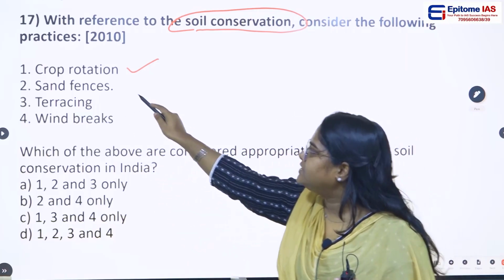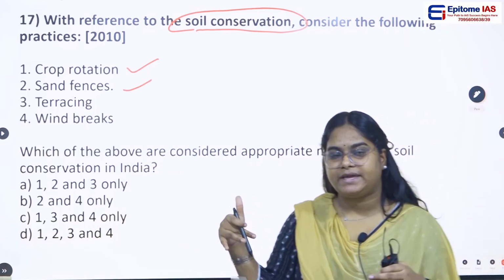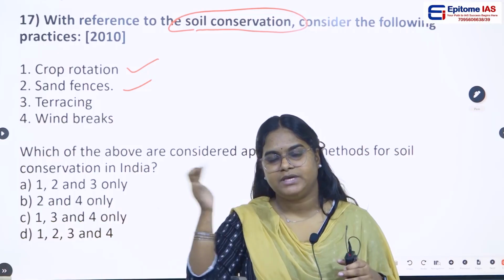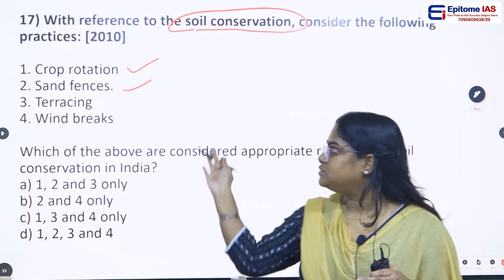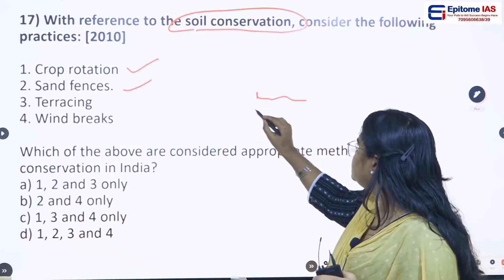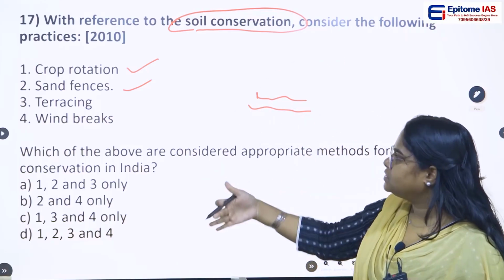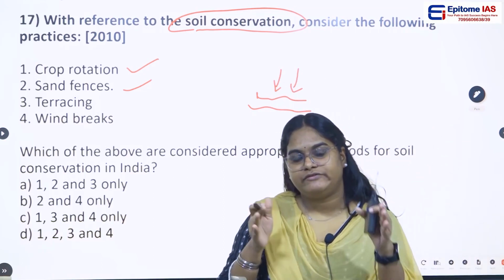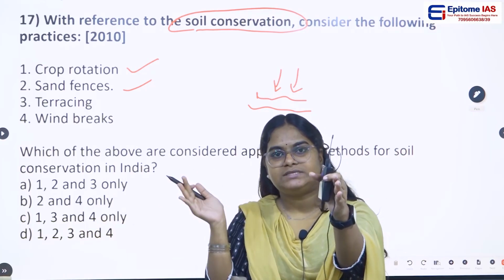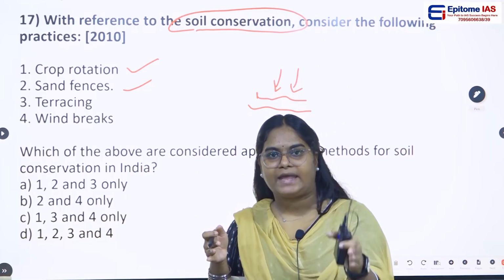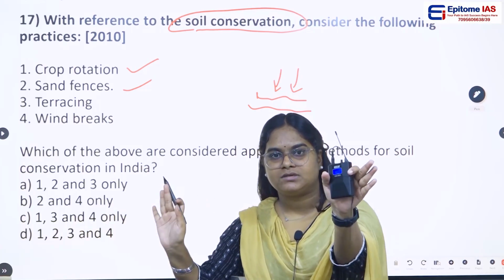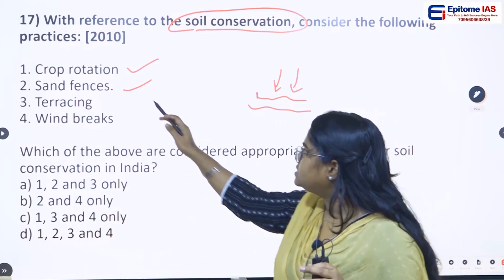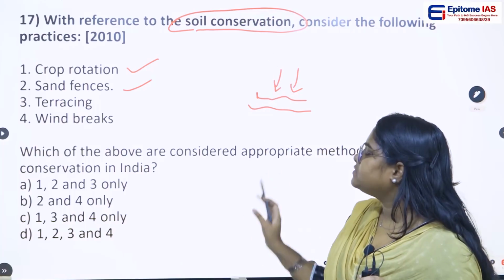Then what is sand fences? Let's say in the desert areas, we have this sand dunes. The sand will be carried away by the winds. So these sand fences, let's say these are some of the fences which are placed. So what will happen? These sand fences will be preventing the wind to take away these sands. It will act as a barrier, and it will stop the winds, and it will stop the sand from being carried away to another area. So yes, sand fences, it will also help in the conservation of soil.